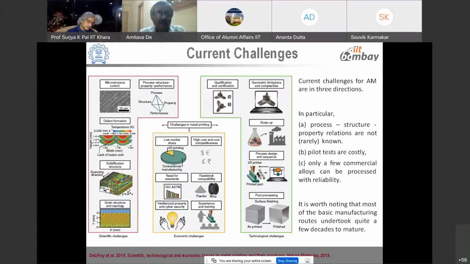What are the scientific challenges? Now, this is something many people say, oh, this is really a new challenge and big problem. But this is not a new challenge. This we already knew earlier.